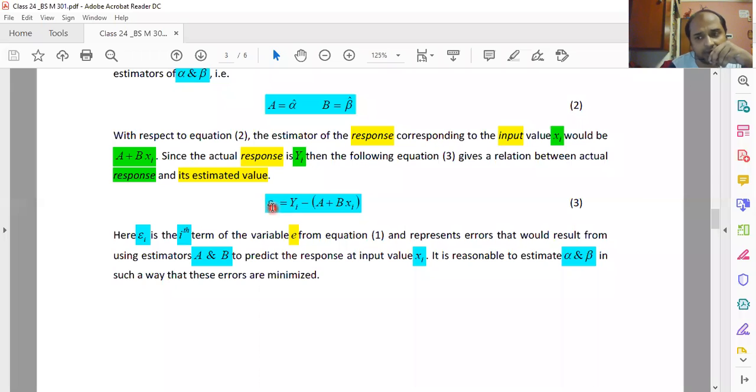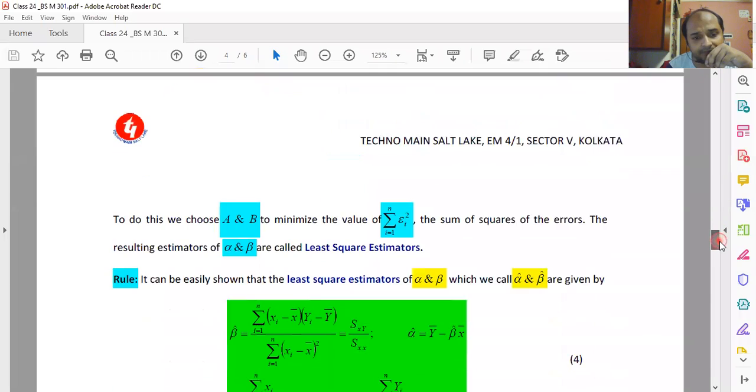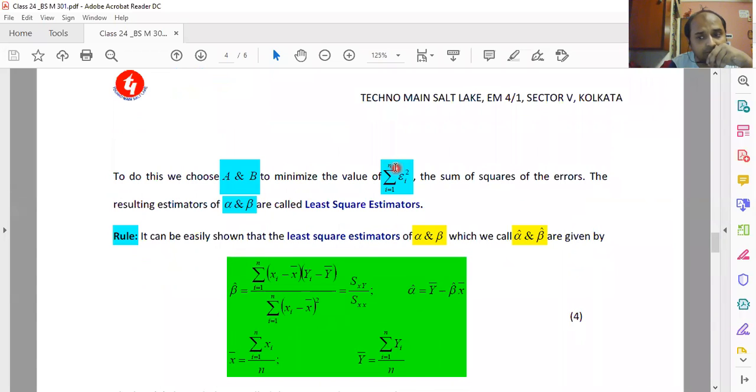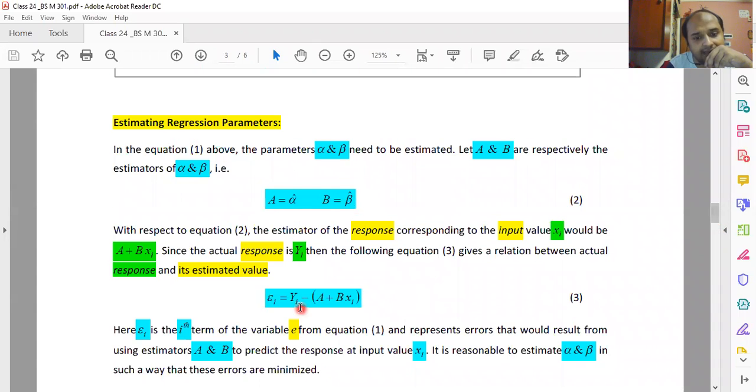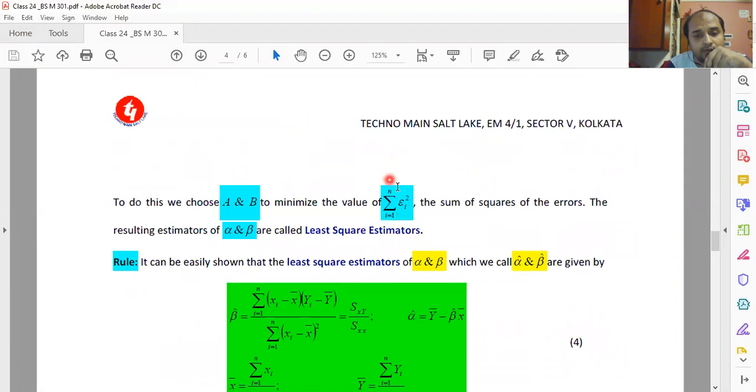How can I minimize this error term? What is the way out? The way out is to take the summation on both sides. First of all, you take the square on both sides. So epsilon i is yi minus (A plus B xi). If I take epsilon i square, we will get (yi minus (A plus B xi)) whole square. Now take the summation on both sides. That summation, i goes from 1 to n, of epsilon i square is called the sum of squares of errors. I shall choose my alpha and beta in such a way that this sum of squares of errors is minimized. And this sum of squares of errors can be minimized by using the method of least squares.